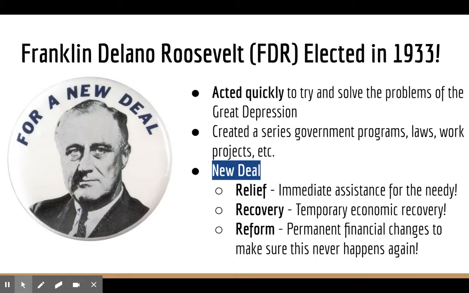So what is his plan? It's called the New Deal. And there are 3 R's that you need to know. In all of the programs that he's going to make, there's going to be a combination of maybe 1 or 2 of these R's. The first R is relief. It is immediate assistance for the needy. So some of these programs are just going to immediately give people help.